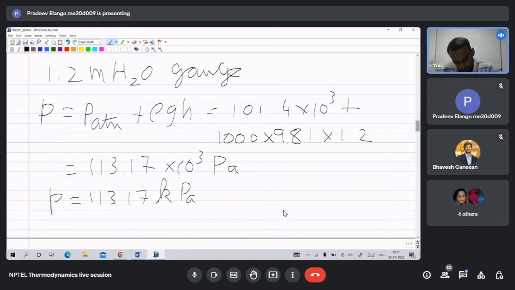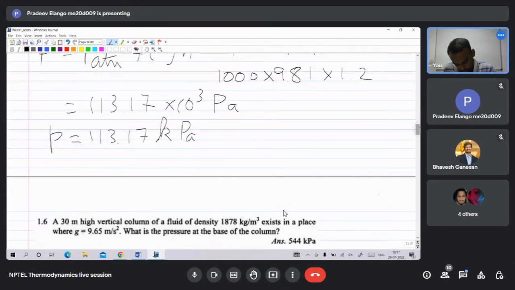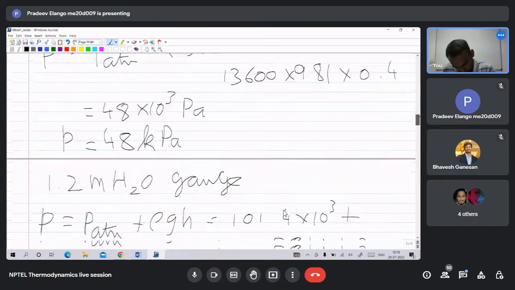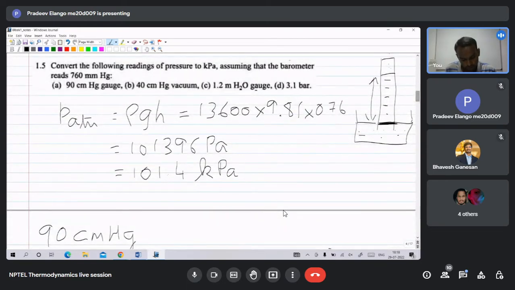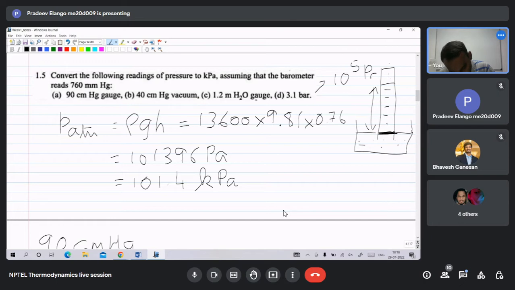The last subsection of the problem is fairly simple. So this one is 3.1 bar. So that means bar is 10 power 5 pascal. So right here bar is 10 power 5 pascals. So if we convert it, it will become 310 kilopascals, which I think you can easily work out.